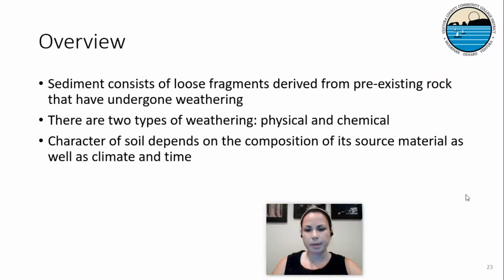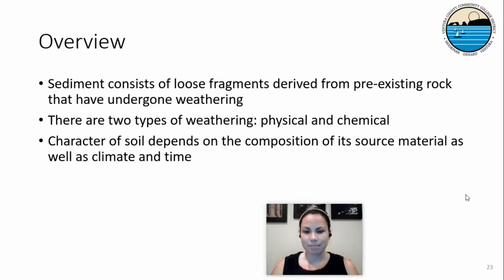Okay, so we talked a little bit about soils and weathering. We're not going to cover too much about soil because as geologists, we really just care about the rocks. So the things that we did talk about today is that sediment consists of loose fragments derived from pre-existing rock that have undergone weathering, and that there are two different types of weathering. We have physical and chemical.